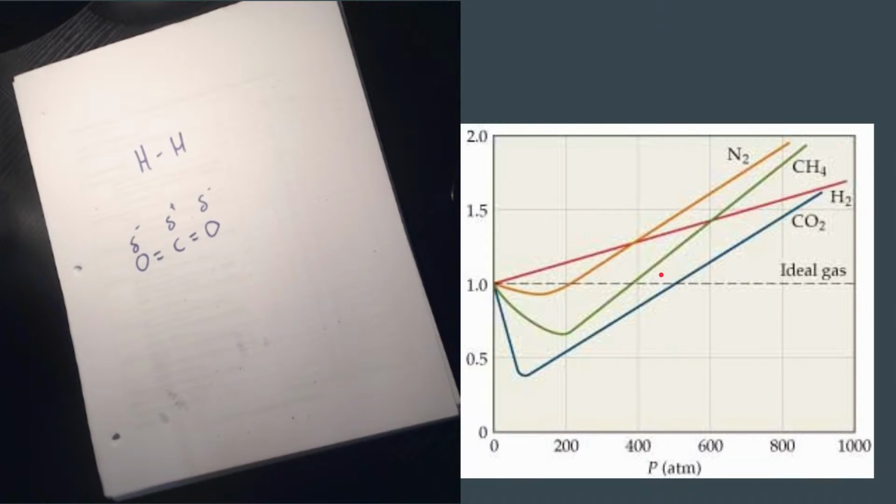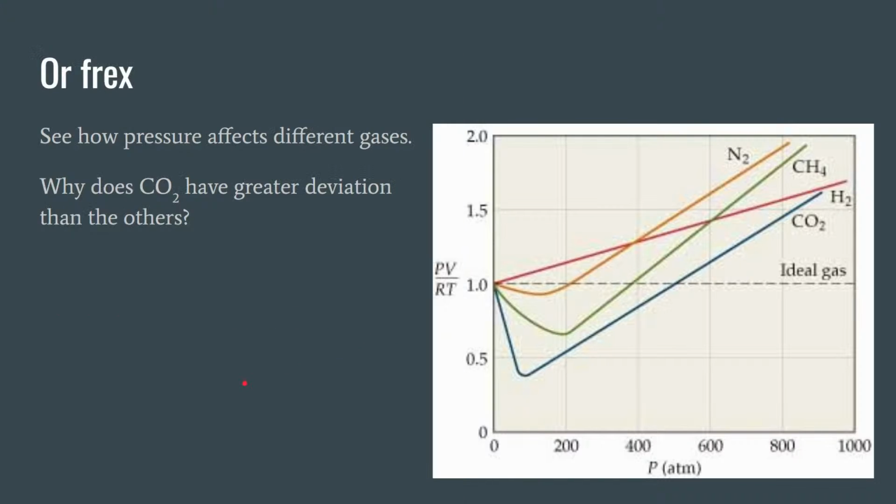They all still deviate from ideal behavior because they all still do feel those intermolecular forces, as they're called. And they all do, of course, take up space. But carbon dioxide has stronger interactions, therefore it has greater deviation. So that's something that they could ask you. Which element or which substance is going to show greater deviation from ideal behavior? So you're going to be looking for things like polarity. And even if it's nonpolar, does it have polar bonds? Because that will still have an impact.